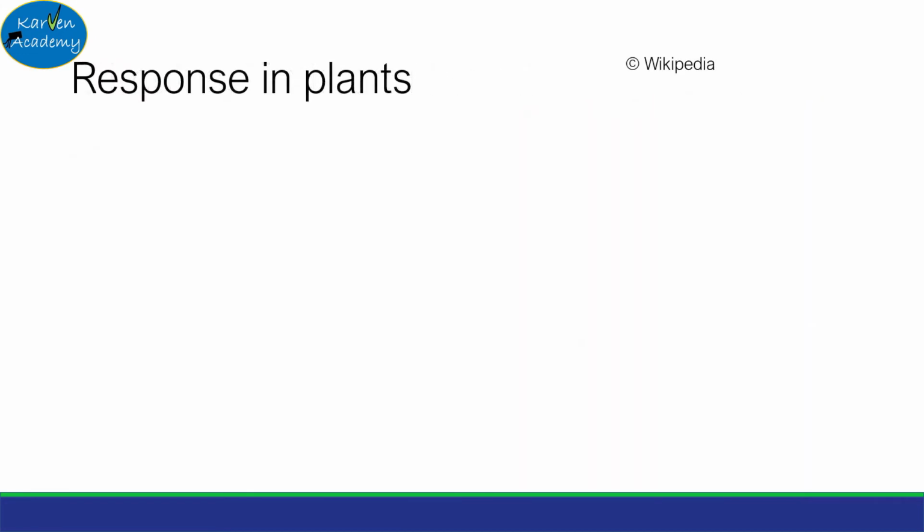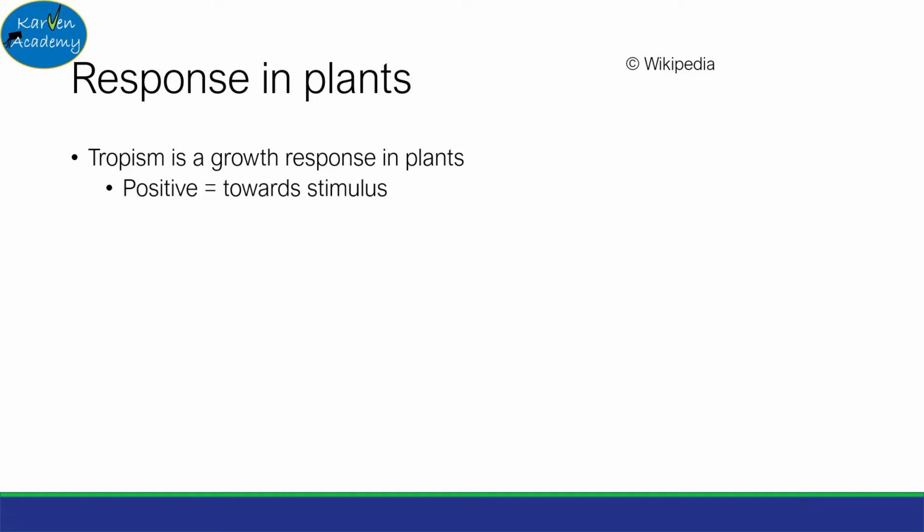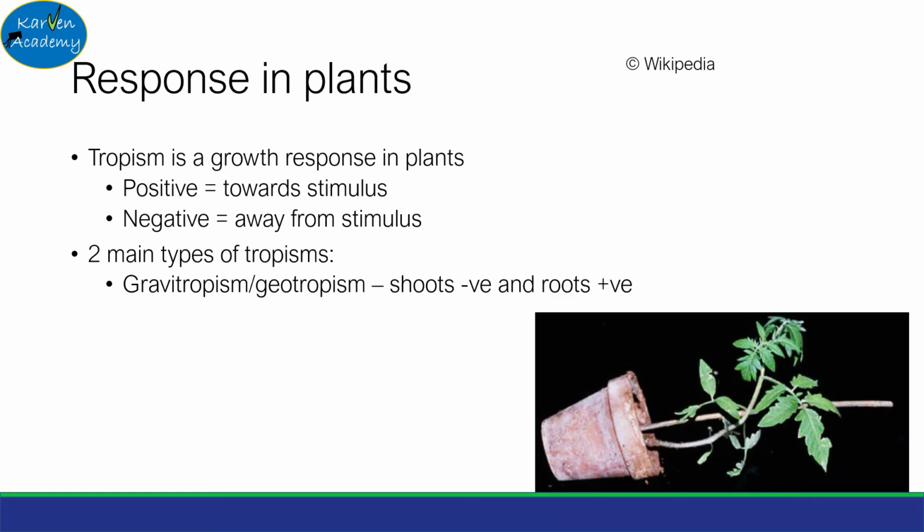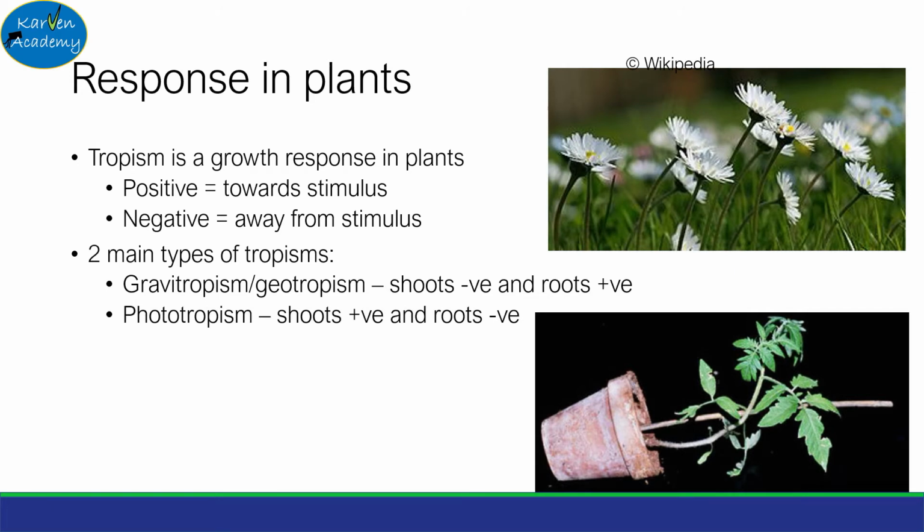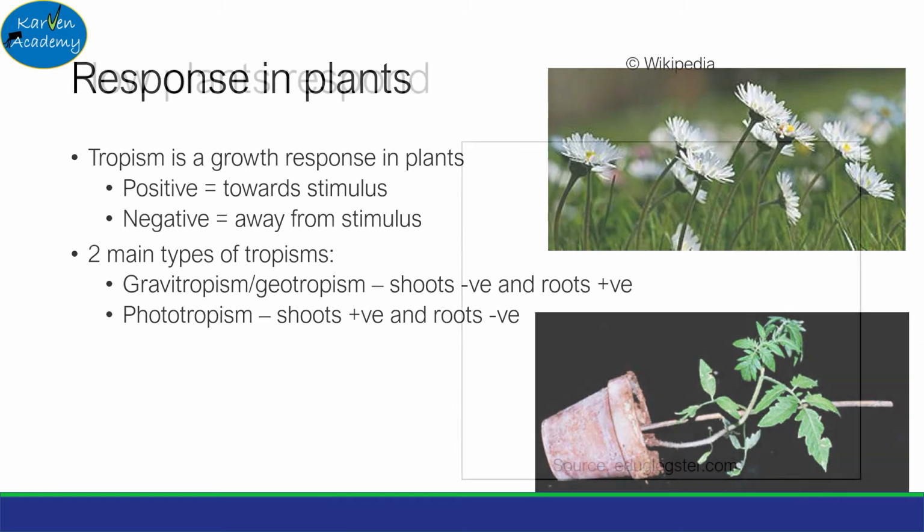Now let's look at the response in plants. A growth response in plants is defined as a tropism. Positive tropism is a growth response towards a stimulus, while negative is away from a stimulus. There are two main types of tropisms you need to know for A-level. One is gravitropism, also known as geotropism, where shoots show a negative gravitropism, while roots show a positive. Another one is phototropism, where shoots show a positive phototropism, while roots show a negative phototropism.